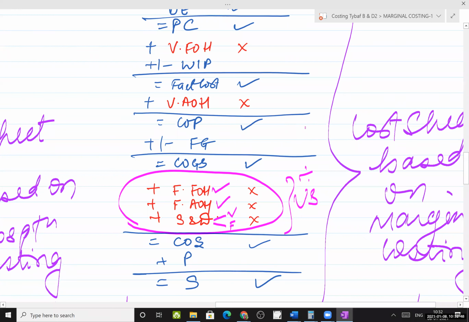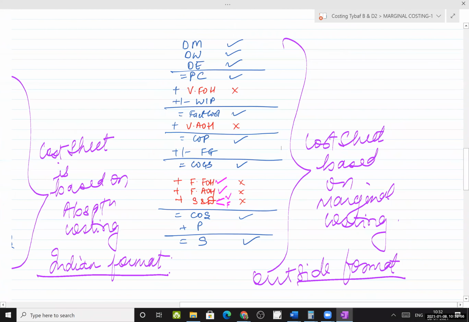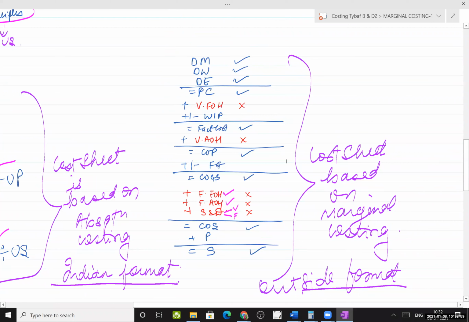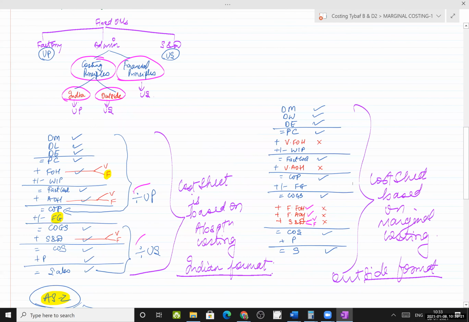So got the perspective? Okay. So this is cost sheet based on marginal costing. Outside India, this format works. They don't follow absorption costing. They follow this cost sheet, whose basis is marginal. Okay. Am I clear? Is it understood? Okay.